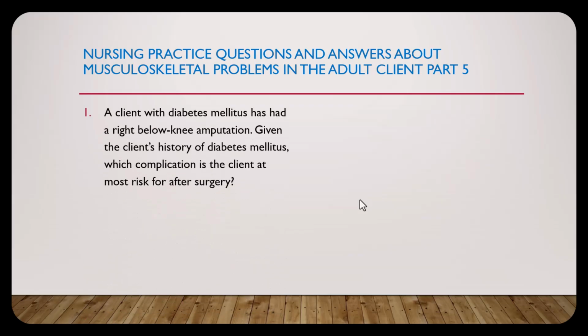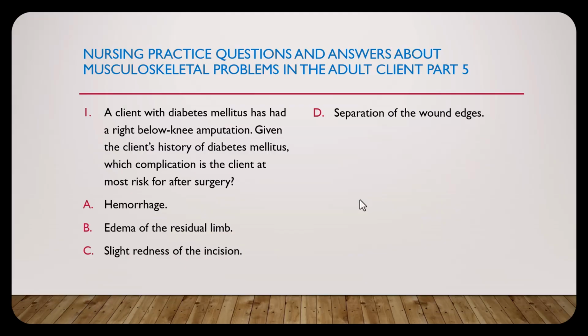A client with diabetes mellitus has had a right below knee amputation. Given the client's history of diabetes mellitus, which complication is the client at most risk for after surgery? So these are the options. Option A, hemorrhage. Option B, edema of the residual limb. Option C, slight redness of the incision. Option D, separation of the wound edges.